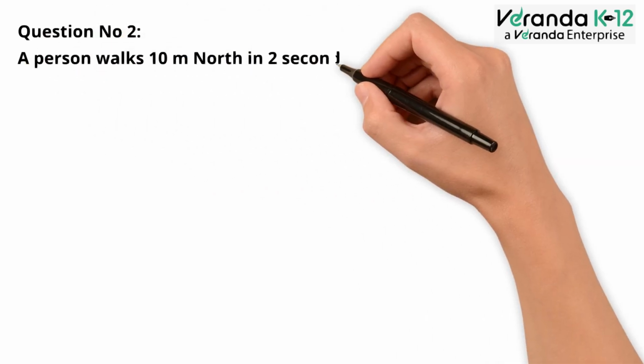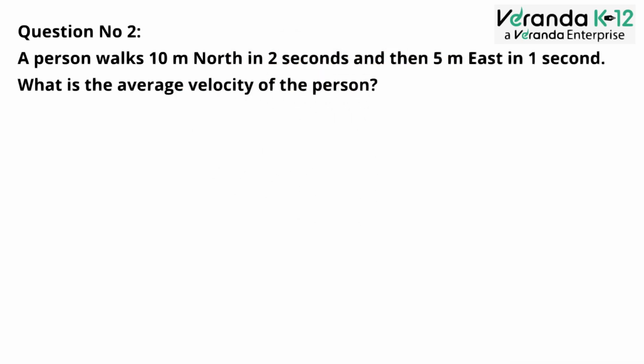Let us move on to the second question. A person walks 10 meter north in 2 seconds and 5 meter east in 1 second. What is the average velocity of the person?